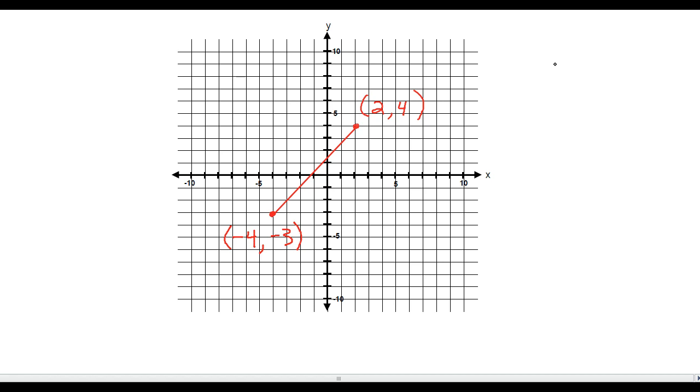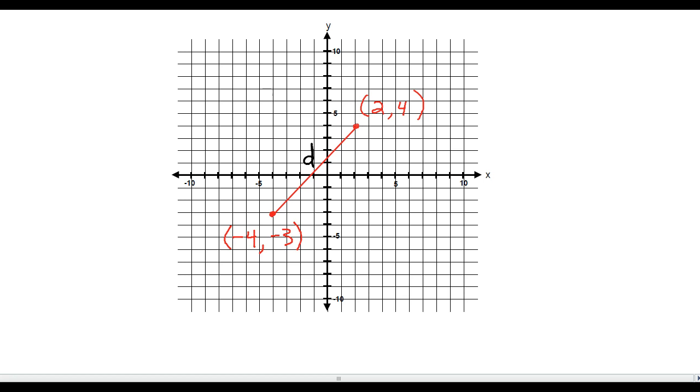Hi there. Today's lesson is going to deal with finding the distance between 2 points, and we're going to use what we know about the Pythagorean Theorem to do it. If I want to find the distance between the point (-4, -3) and the point (2, 4), I'm going to just call it D. I'm trying to find D for distance.